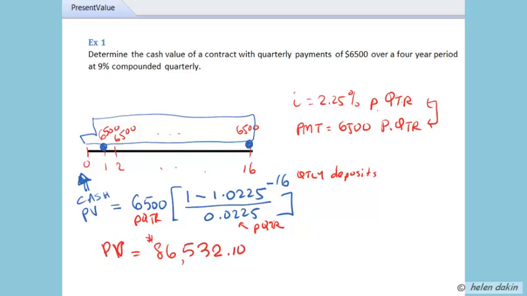Another very important interpretation of cash value or present value is that if we had $86,532.10 in an account today, earning interest at 9% compounded quarterly, we could make quarterly withdrawals from that account every quarterly period for the next 4 years before we ran out of money. So after 4 years, we'd have $0 in our balance, but our opening balance would be $86,000.